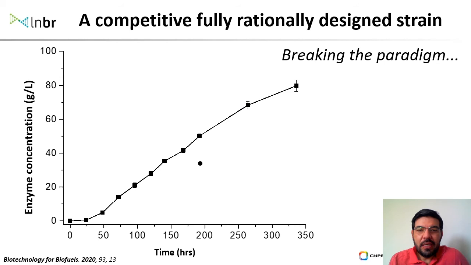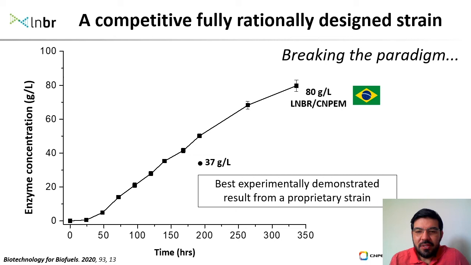So what do these results mean to us? We probably can consider that it is breaking the paradigm, because we reached titers of 80 grams per liter, and the best in the literature, as I said, is nearly 40 grams per liter.